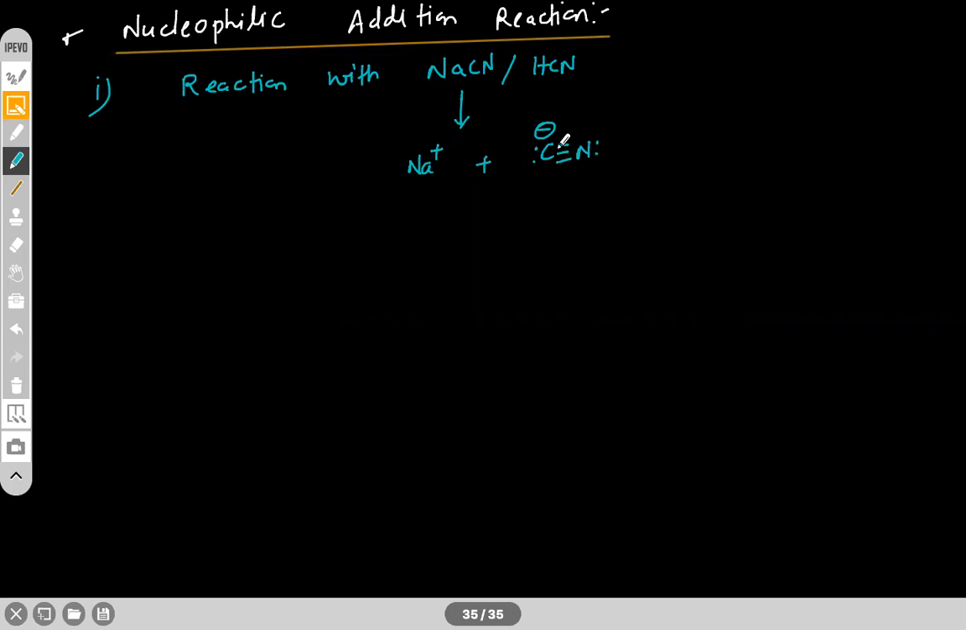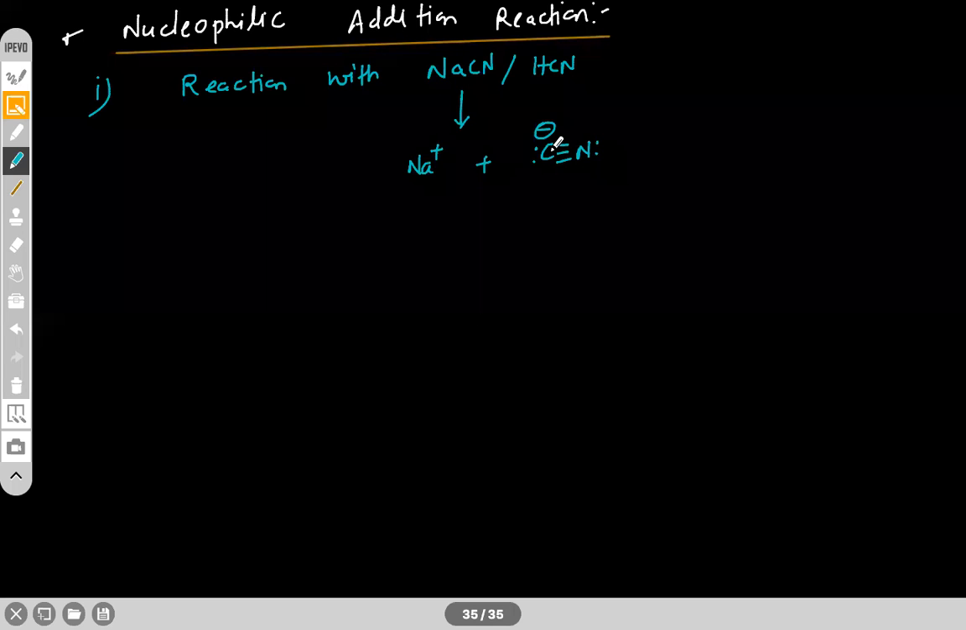So if carbon donates, then it forms cyanide. If nitrogen donates, then it forms isocyanide. But usually we know this fact that carbon is less electronegative. So the tendency for carbon to donate electrons is more than that of nitrogen. That's why mainly we get cyanide as the product.